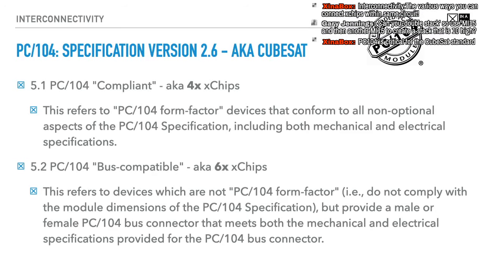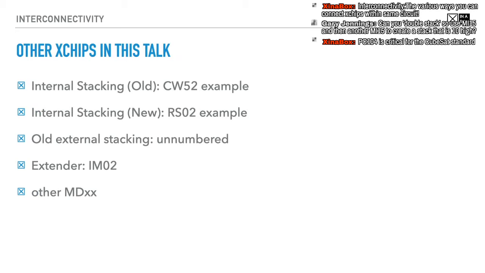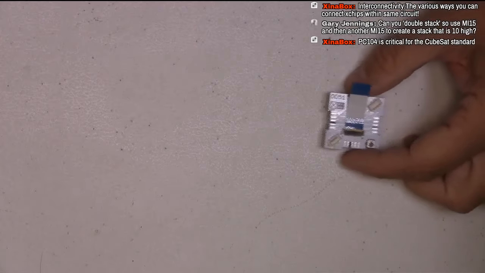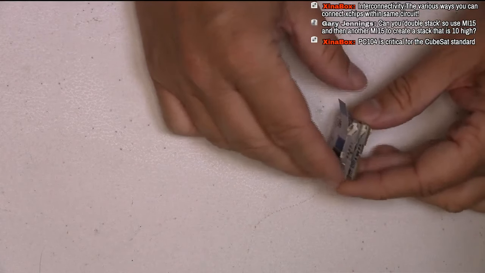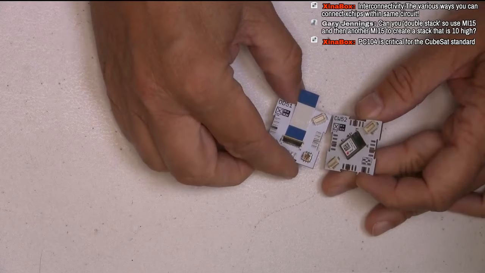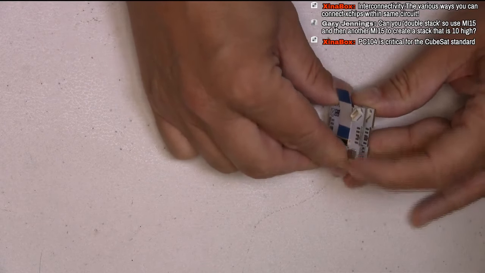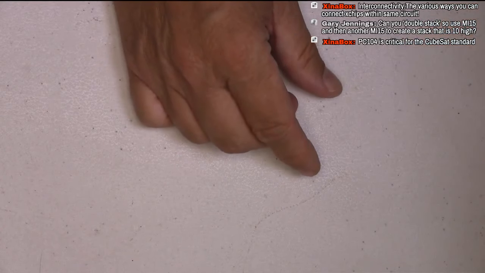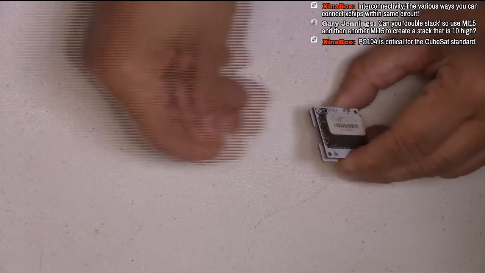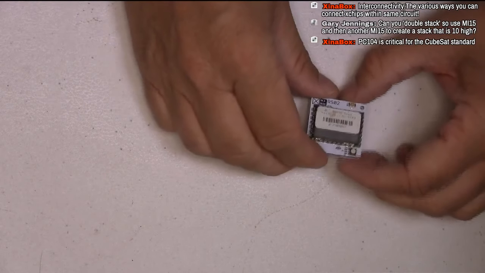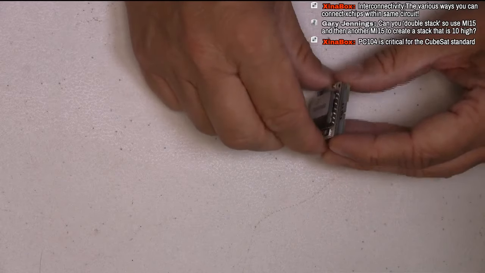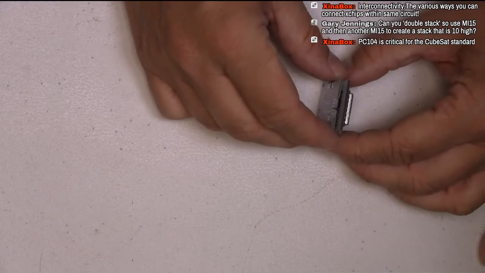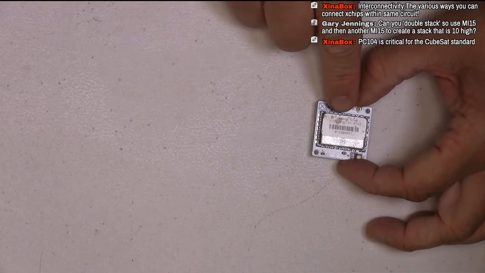So, PC104. Now I want to come back to some of the other xChips before we close off. We had an old internal stacking here, which we had because we needed more communication between some of our xChips. We got away from that. It's quite expensive. Instead, we have a new one here, and what we're using this stacking for is also to allow a component that takes up the full space.